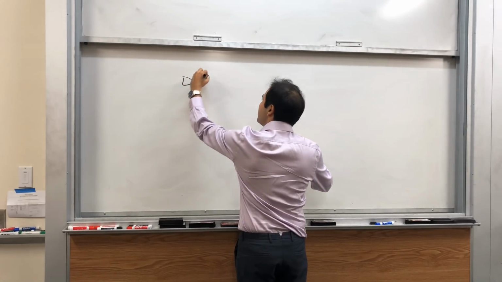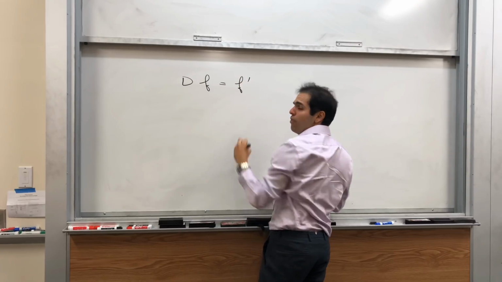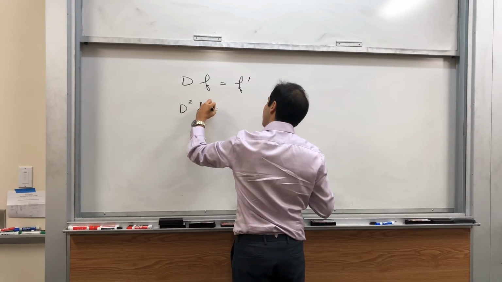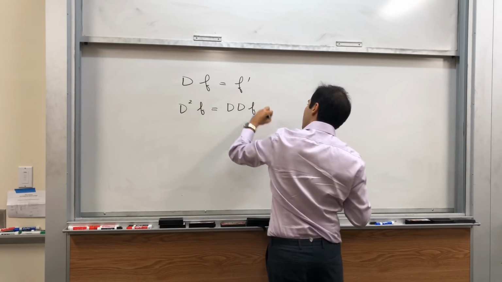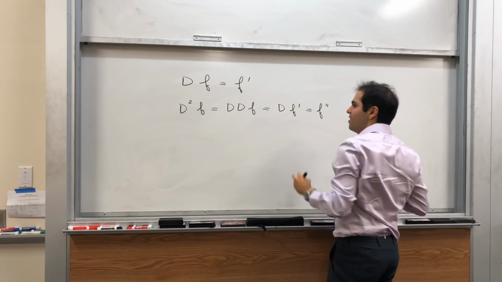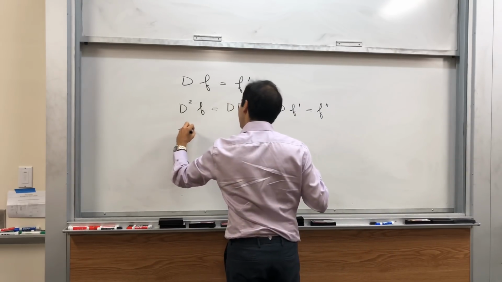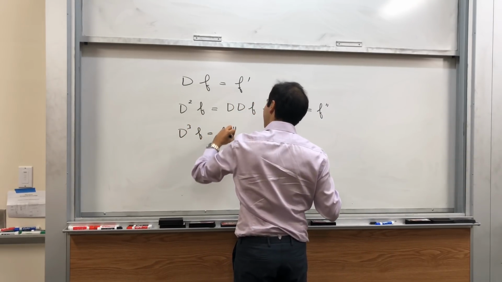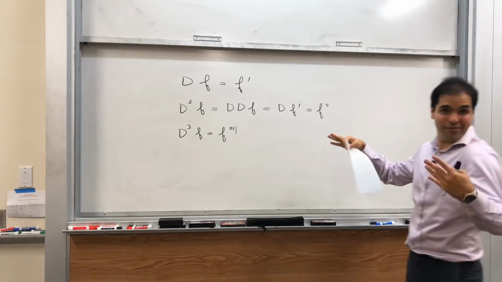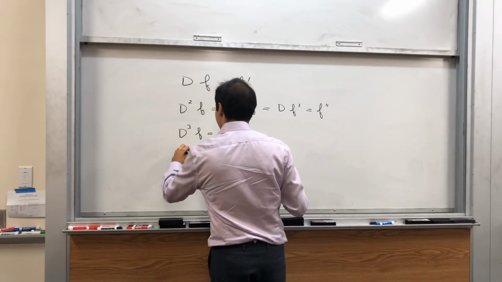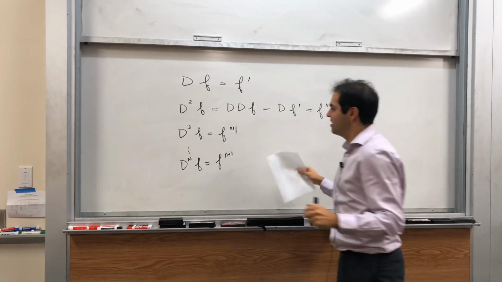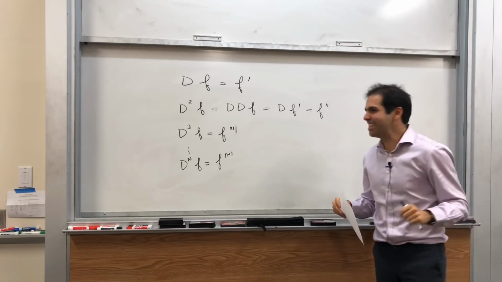So, just a little definition, if I write df, that's f prime. Well, we can continue with that, right? We can do d squared f, which is just d of df, and that's df prime, and that's f double prime. And we can continue, right? d cubed f, that's f triple prime. And you can continue. In general, we can also define the nth derivative. So d^n of f is the nth derivative of f. And you can also define half derivatives, but that's something else.